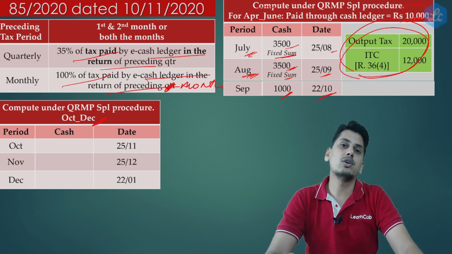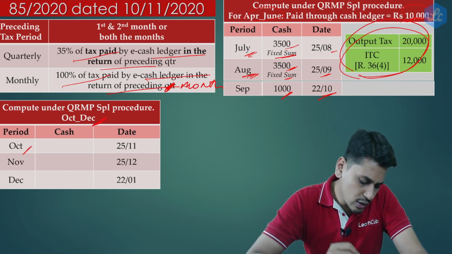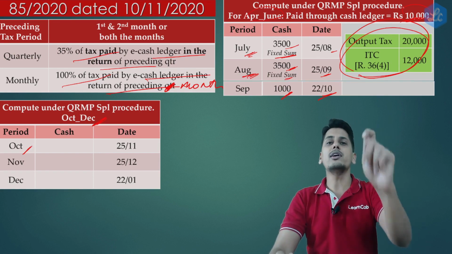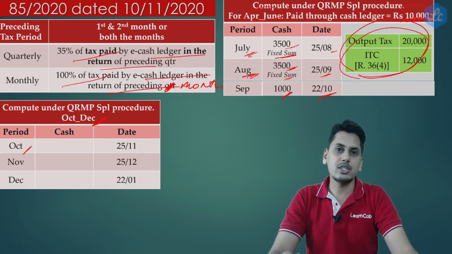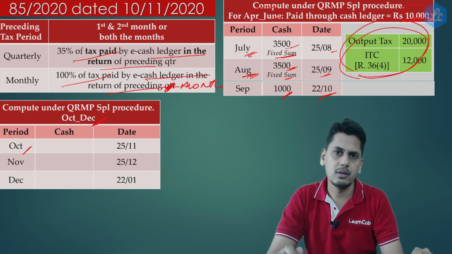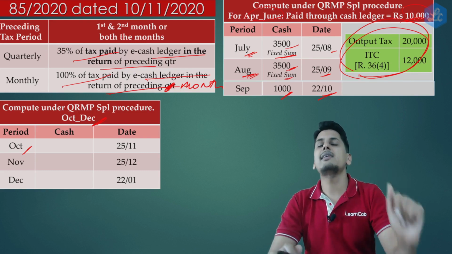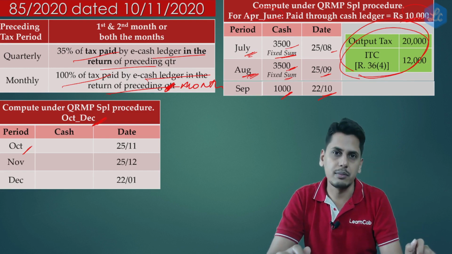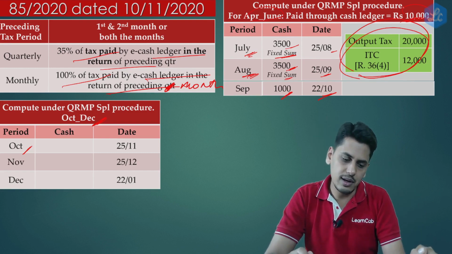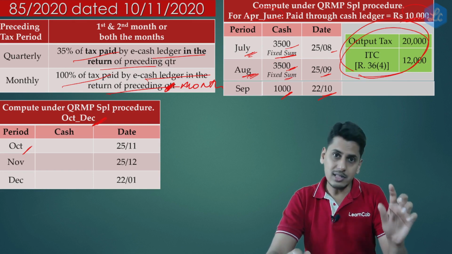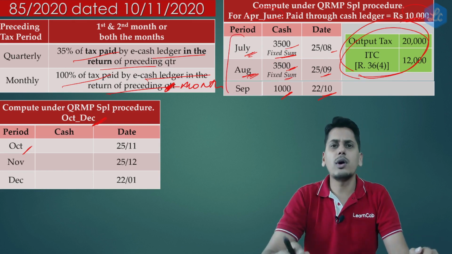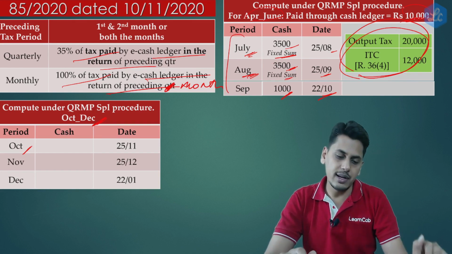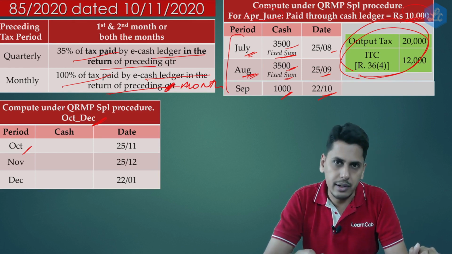The next quarter is October to December, wherein you need to find out for the month of October the amount you need to deposit in your electronic cash ledger under the fixed sum method. So what do you do? You take the preceding tax period. What is the current tax period? October, November, December. What was the preceding tax period? July, August, September, because the preceding tax period also was a quarterly affair only. He was there under the QRMP scheme. So the preceding tax period is July, August and September.